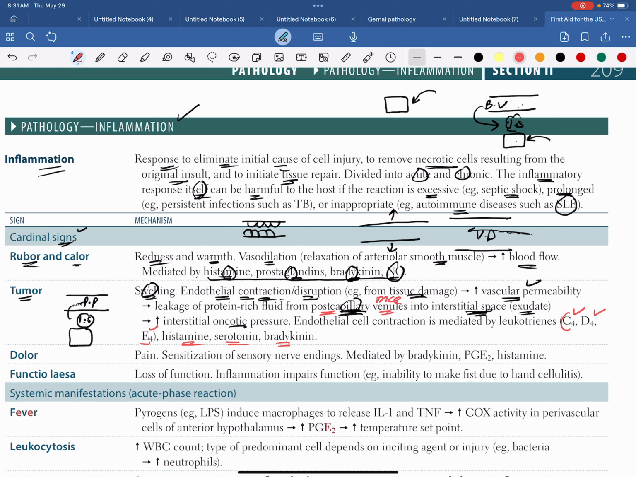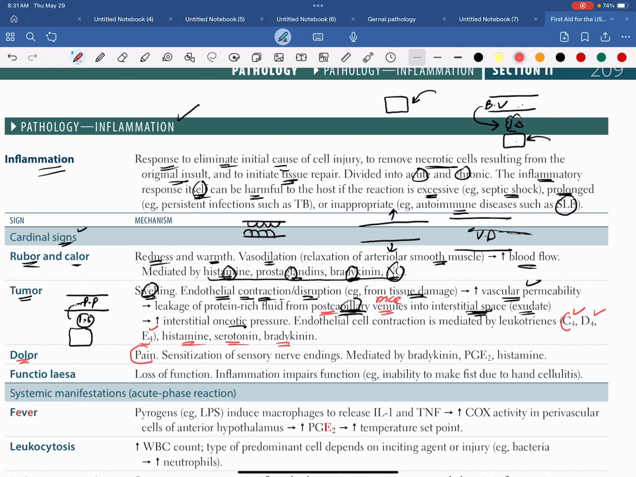Then after that we have the dolor, which is also the pain. In the cardinal signs, dolor means pain. So again they can ask you, when in your body one area is injured, or when there is inflammation on one side or one point or one place, why is that area painful? And you guys also know, when there is inflammation in our body or on a specific part of the body, that part is painful. And what is the mechanism why that area in the inflammation becomes painful?